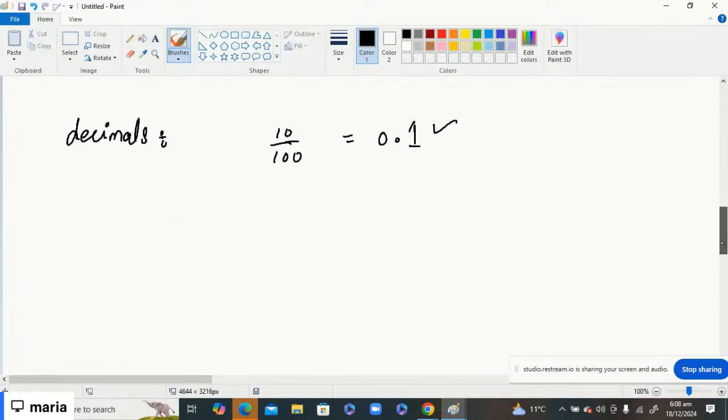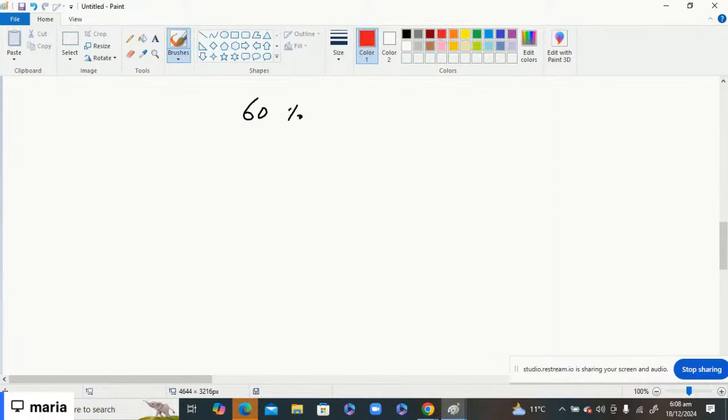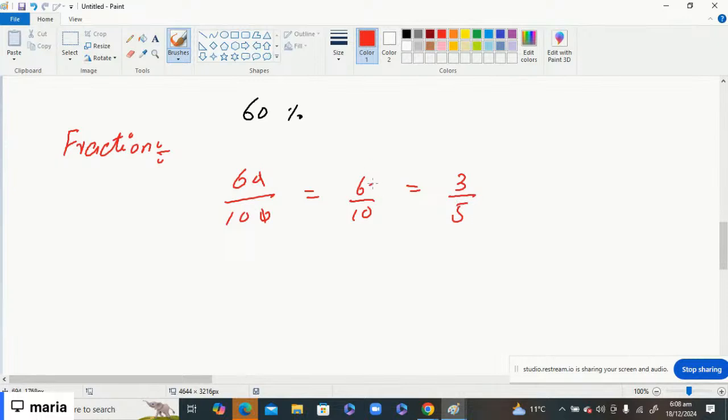Now let's do one more number. For example, here is 60%. First convert into a fraction. So this is 60 over 100, and that is 6 by 10. You can also convert it into 3 by 5. 2 times 3 is 6, 2 times 5 is 10, so 3 by 5. This is also the conversion, this is also the answer. Any of them is right.